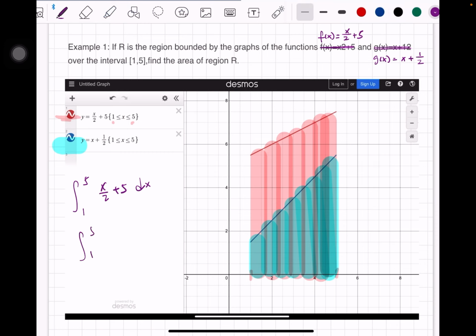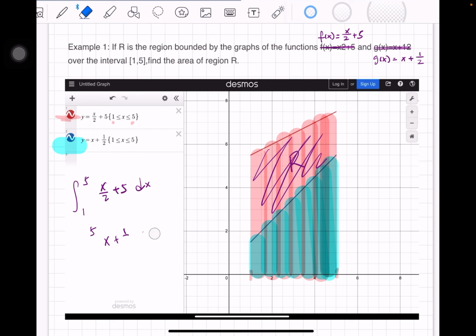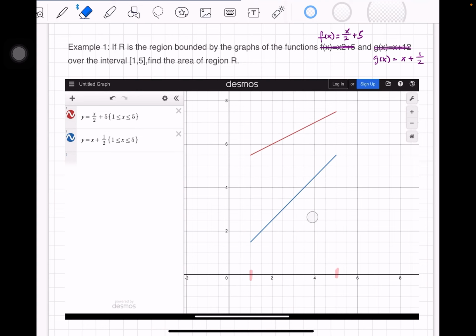But you can see that none of them are the region I shaded originally. So how can I find the region I wanted, the region R? I can subtract them. I can subtract the larger area minus the smaller area. In other words, I can subtract the pink area minus the blue area.